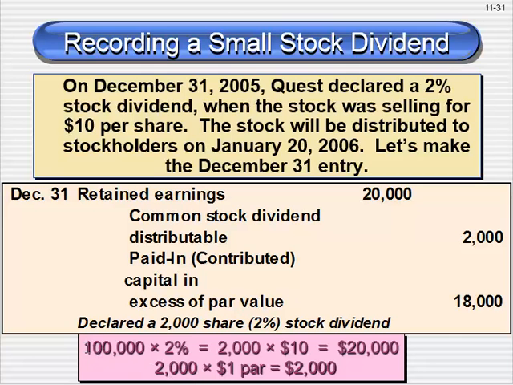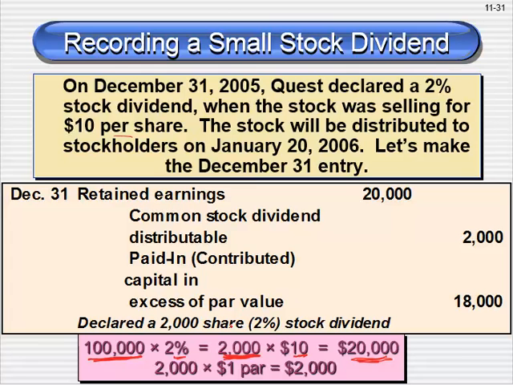It looks like they have 100,000 shares currently outstanding. If they do a 2% stock dividend, that means they're going to issue 2,000 new shares. And then that's at market. This is a small stock dividend. So the market price is $10 per share. So that's $20,000 that they need to reduce retained earnings by.